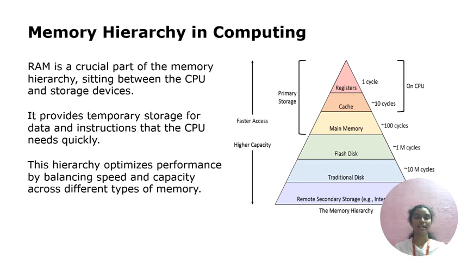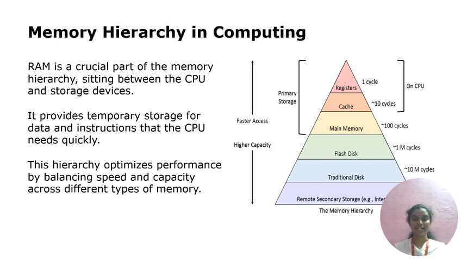The memory hierarchy in computing. The random access memory is a crucial part of the memory hierarchy, sitting between the CPU and the storage devices. It provides temporary storage for data and instructions that the CPU needs quickly. This hierarchy optimizes the performance by balancing speed and capacity across the different types of memory.